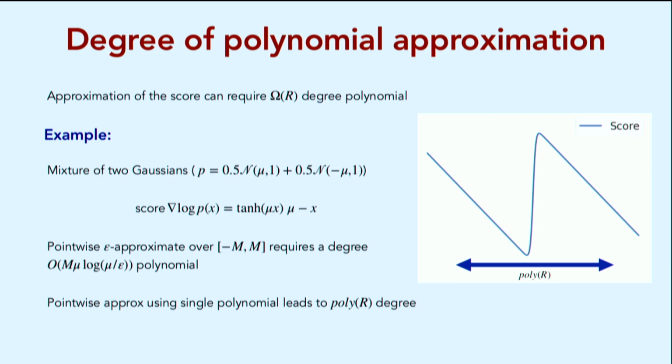Let's look at the very simple case of a mixture of two Gaussians that are spaced r distance apart. We can draw this graph of the score function. We can compute exactly some function of tanh. Now, it turns out, however, that to approximate this pointwise in an interval negative m to m requires a polynomial of degree on the order of m. So if r is our radius, this needs a polynomial of polynomial in r degree. So this seems bad.